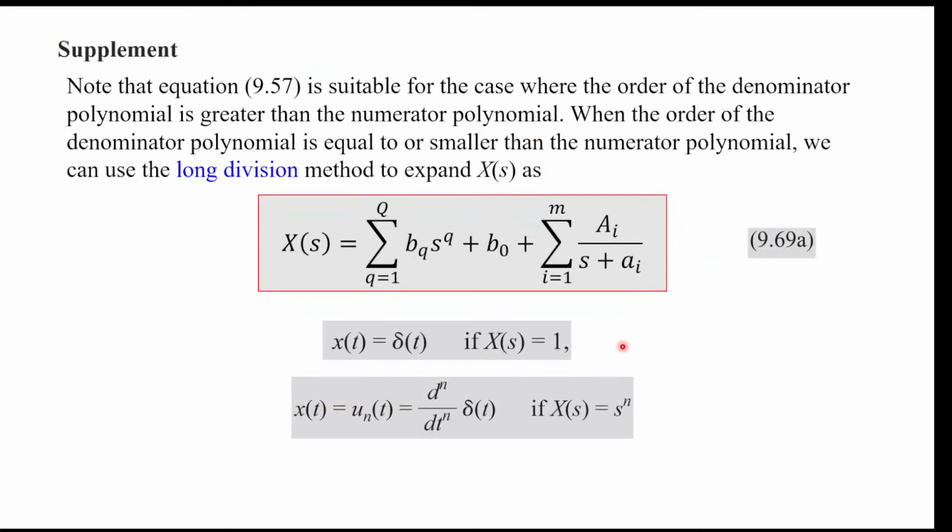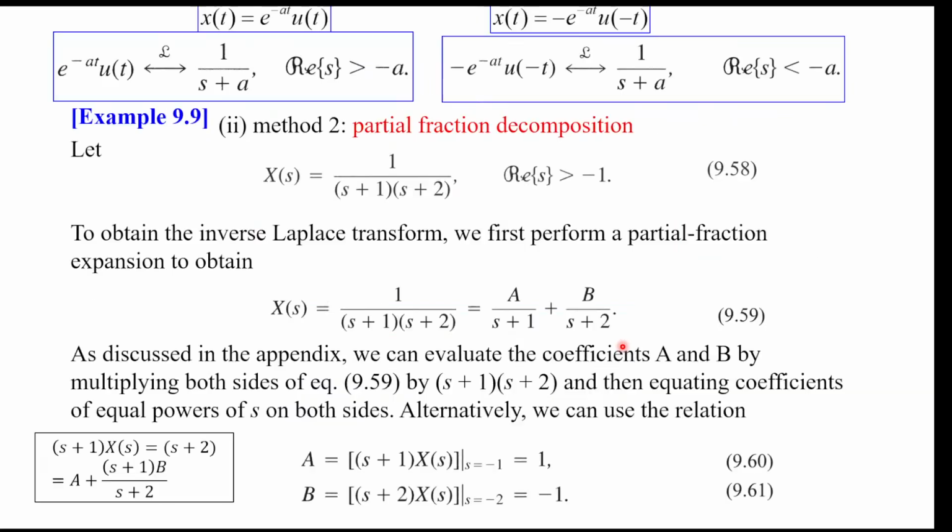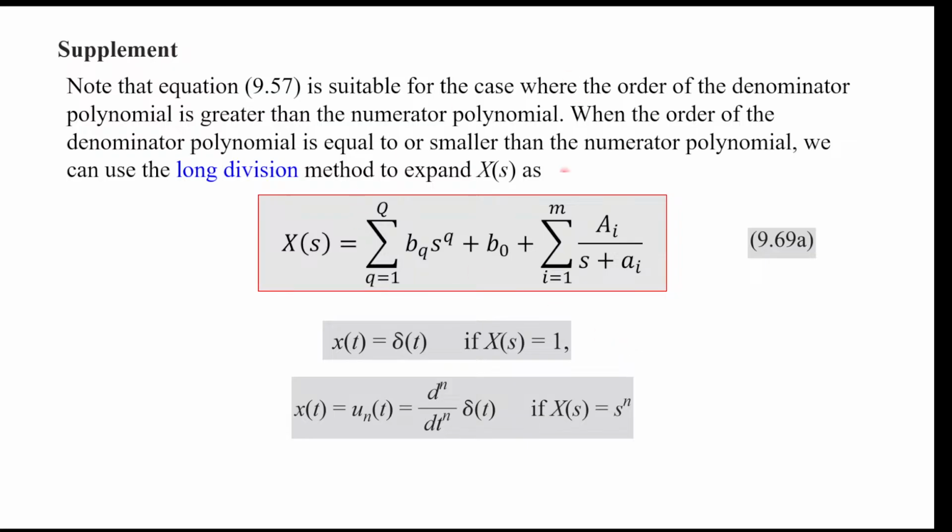Okay, and then if your rational function has a numerator with higher degree than the denominator, then you need to do some division. And for those positive powers of s, you will inverse Laplace transform to singularity functions. So either the delta function or other singularity functions, unit doublet, etc.